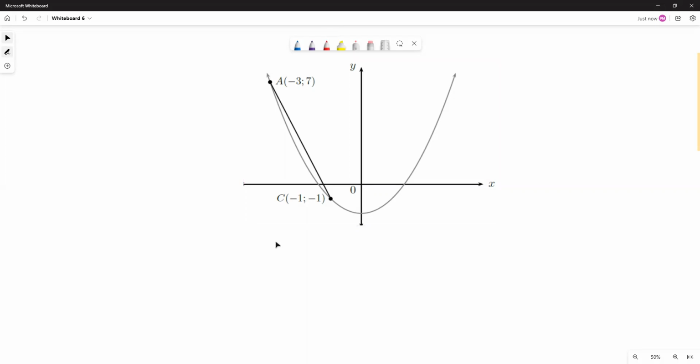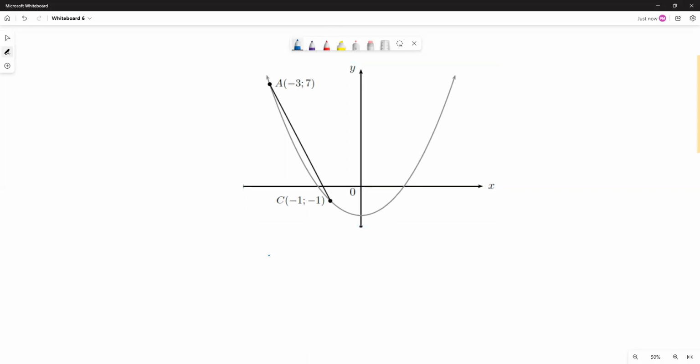AC. So basically, remember, gradient, it's small m. So you're going to have small m of AC, which is the same as YA minus YC. You can say YC minus YA, it does not matter which one you start with, all over. If you started with YA at the top, you must start with XA at the bottom. That is what is most important. Whatever you start with at the top, you must start with at the bottom, and then XC.